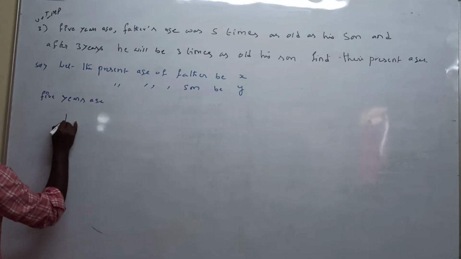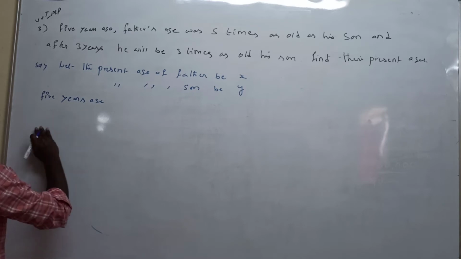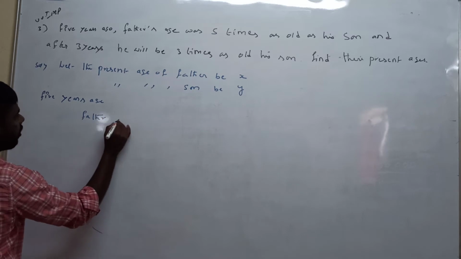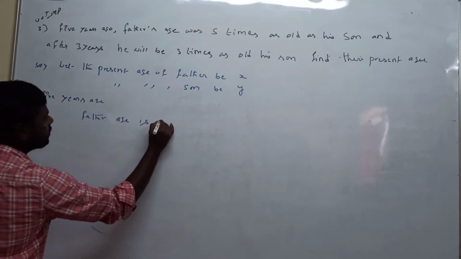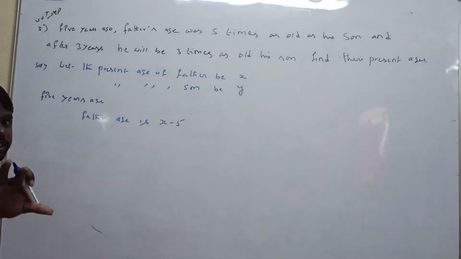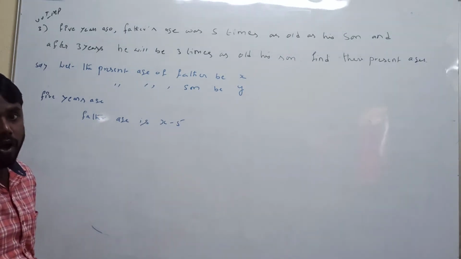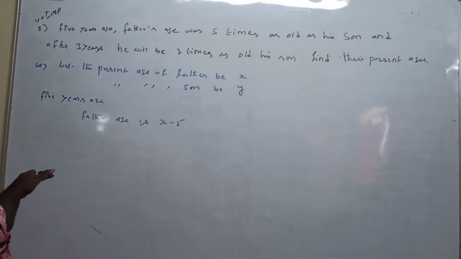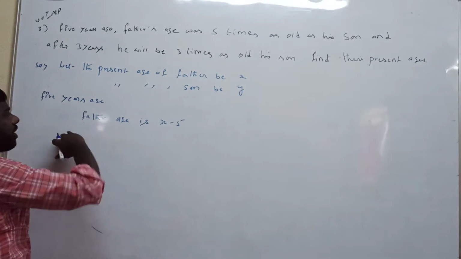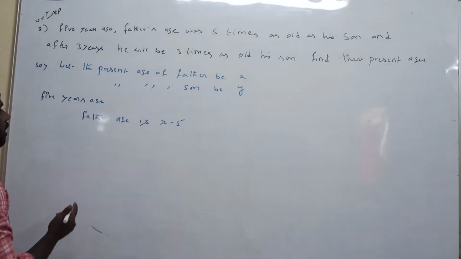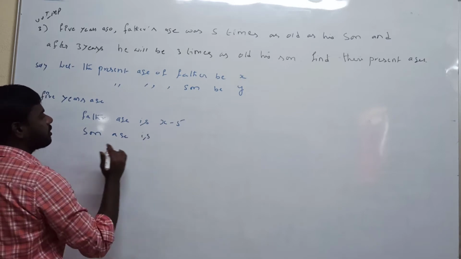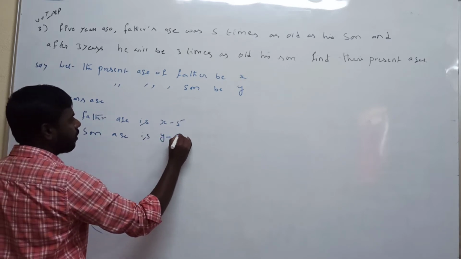Five years ago, the father's age is x minus 5. How does x minus 5 come? The present age is x, and 5 years ago means subtracting the 5 years. That's why the father's present age is x, and 5 years ago the father's age is x minus 5. Similarly, the present son's age is y, and 5 years ago the son's age is y minus 5.